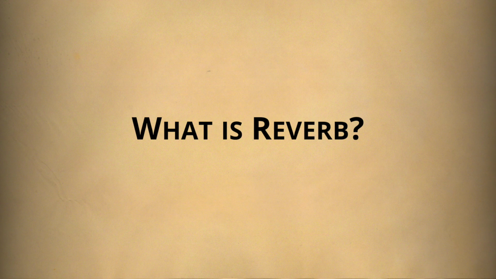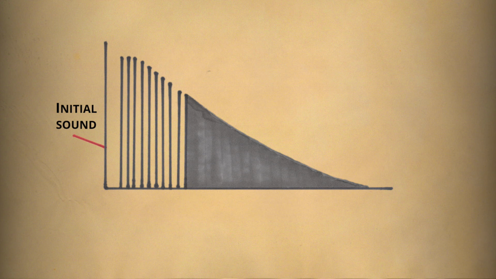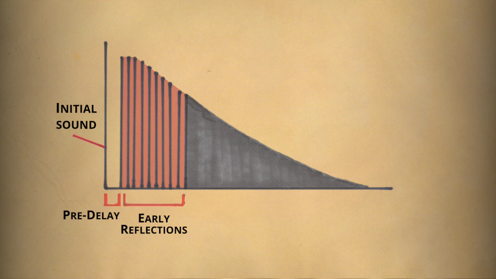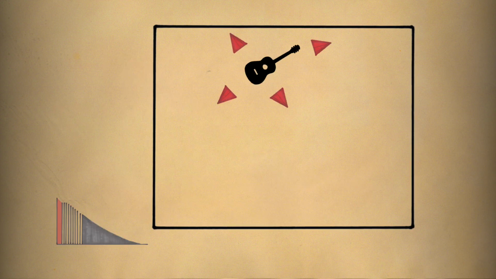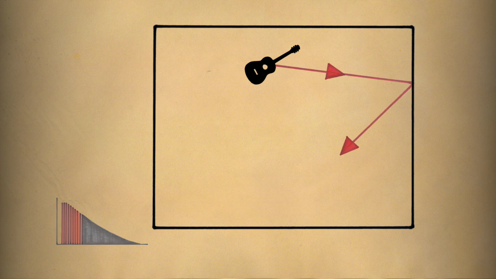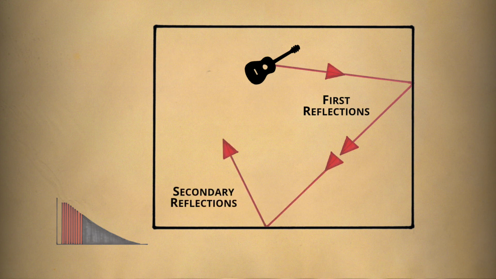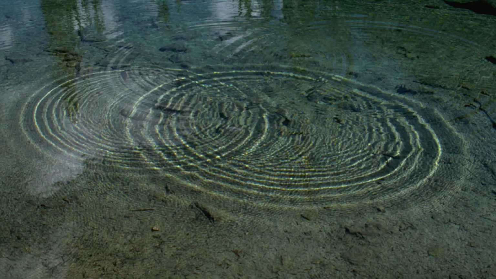So what is reverb? A reverberated sound consists of three parts after the original sound or impulse: the pre-delay, early reflections, and finally later dense reflections, or the tail. In a room, the sound travels out in all directions from the source, hits any boundaries, like walls, and gets reflected back. This is called first reflections. It'll then hit another boundary, creating secondary reflections, and blend with the other reflections, creating a complex soup as the energy dissipates. Like in the example of the two stones dropping into water in the video on phase.